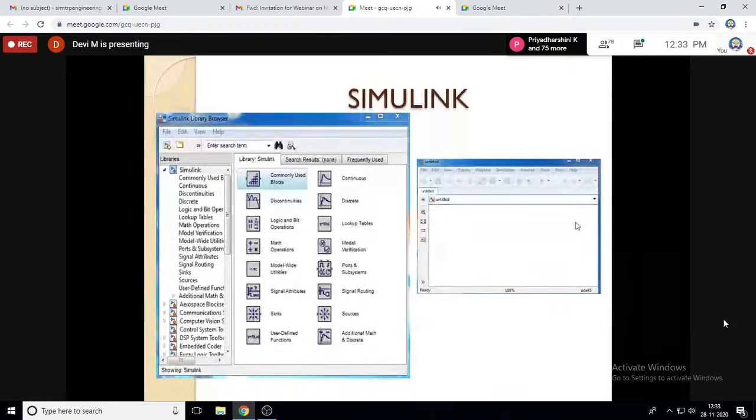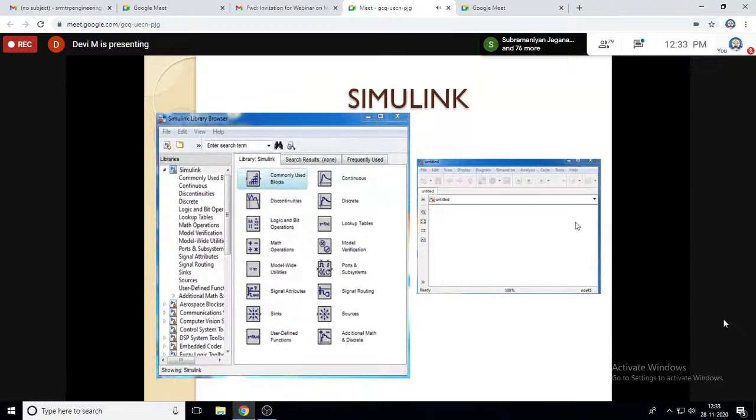If time permits, I'll be starting from zero: how to open, how to create, where to get your files and where to place them. Everything I'll be telling. If not, I'll be showing my results in MATLAB. Let us conclude that.